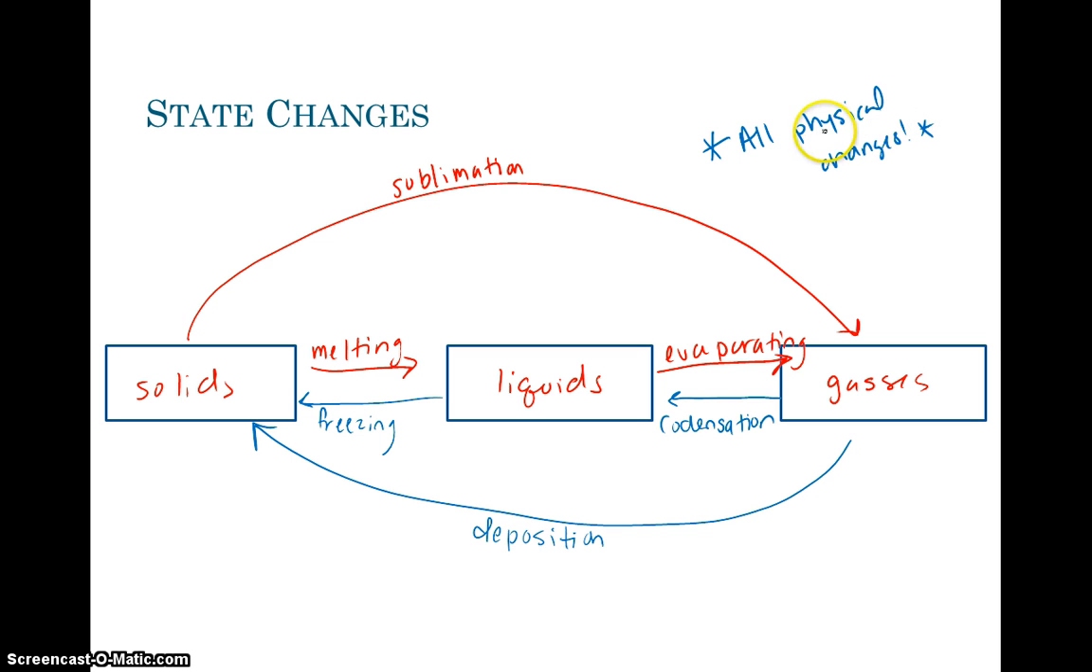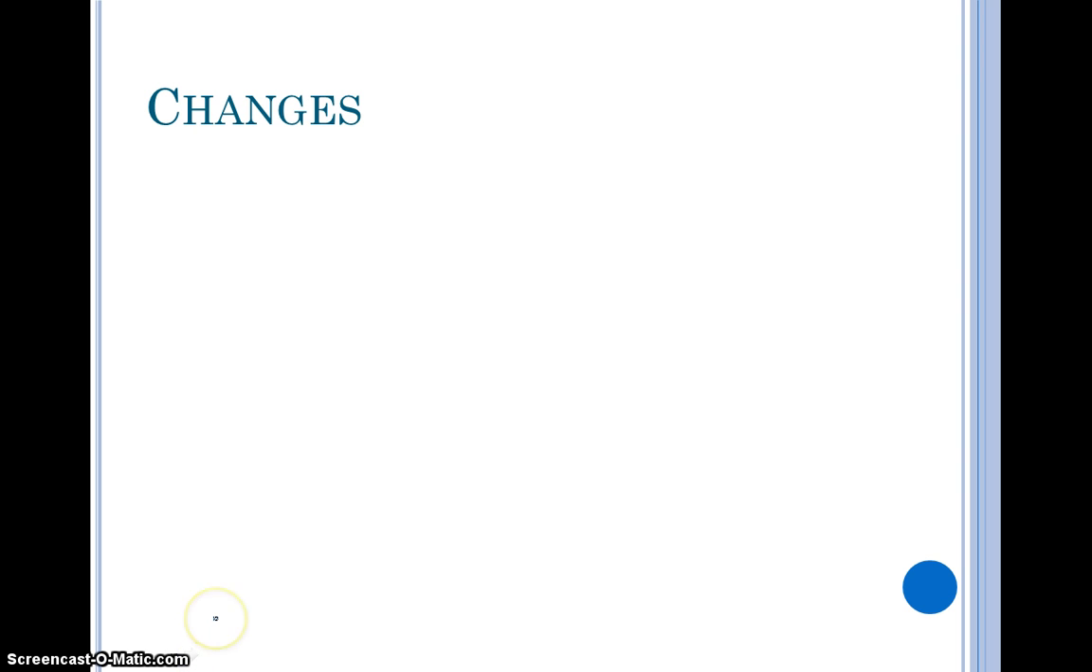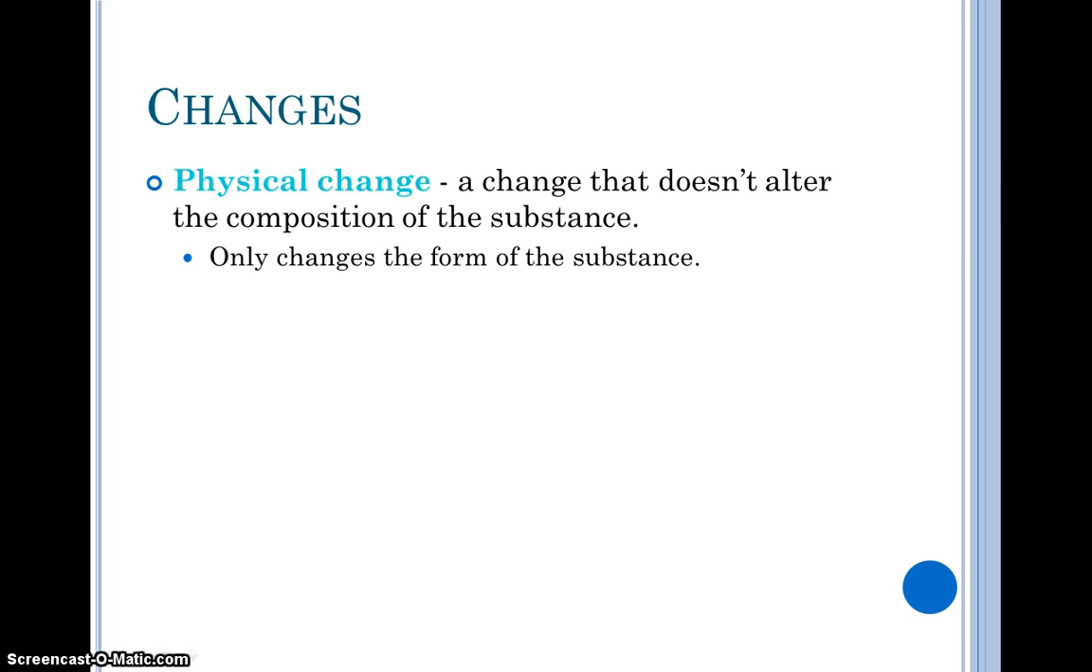So these are not chemical things, they're physical things. So let's go ahead and investigate changes a little bit more. Physical and chemical properties are more describing what a substance can do. In a physical change, we're talking about a change that's occurring to a substance, but it's not chemically altering the composition.